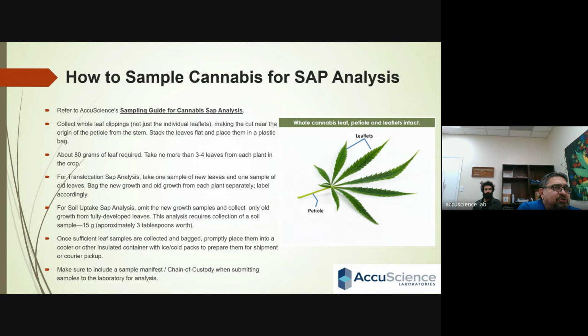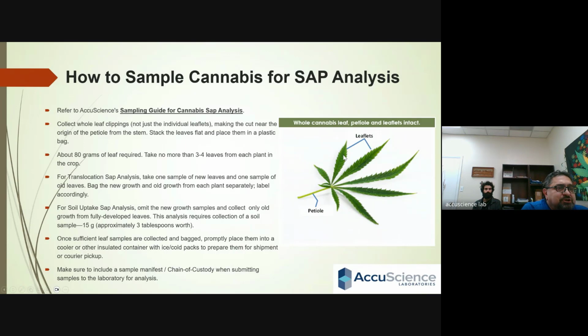So the way you do it is you collect leaf clippings, not just individual leaves, making the cut near the origin of the petiole from the stem. Stack the leaves and lay them flat on the plastic bag. As you can see here, originally with plant tissue we were taking just the leaves, but now we are interested in what is in the petiole going to the plant. That's where the nutrition is going through.